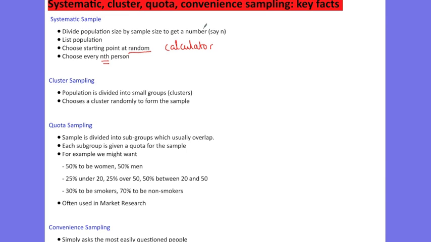So, for example, if our population is 1,000 and we want a sample size of 100 people. So in our school, we've got 1,000 students. Our sample size, we're only going to ask 100 people their opinion. So we divide this and we get 10. We list the population. We start at a random starting point between 1 and 9. And then we're going to choose every 10th person. So if we start on the 7th person, we're then going to choose the 17th person, the 27th person. And this is called systematic sampling.